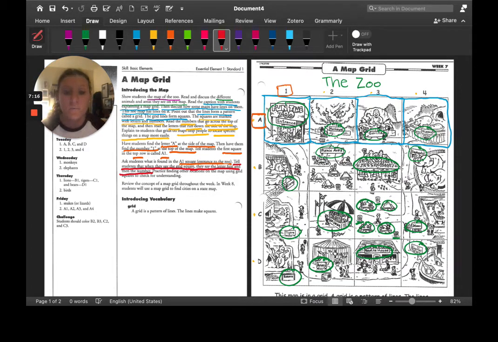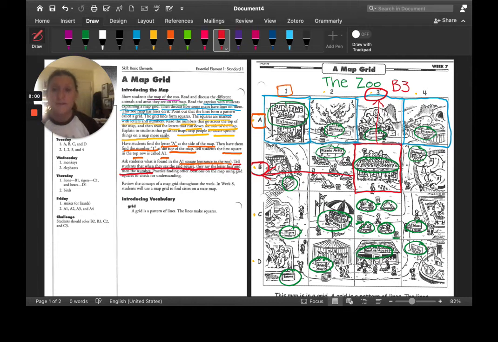So for example, if we wanted to talk about the Fun Time restaurant, which is this box right here, we would go over to the left and we see we are in B, and then we would go up and we see that it would be in 3. So the Fun Time restaurant is in B3, not 3B, B3. So if you wanted to tell someone how to get to the Fun Time restaurant looking at this map grid, you would say, look in square B3.